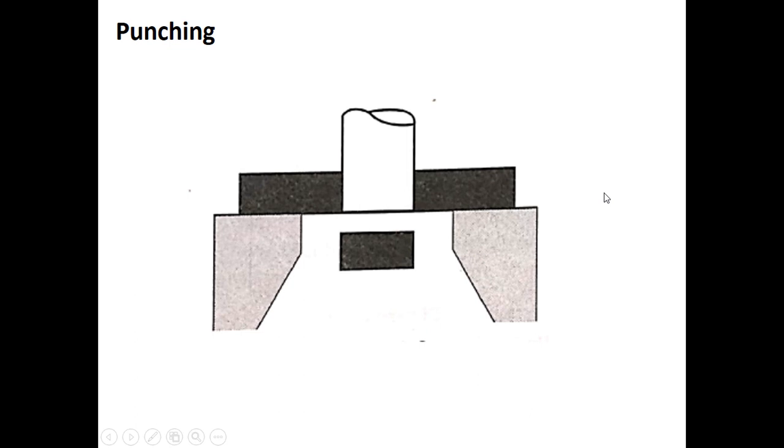And punching. What is punching? It refers to the operation in which a punch is forced through a workpiece to create a hole. Which means the hot workpiece is usually placed over the anvil surface, and punching creates a hole by removing some metal from it. So removing this metal.